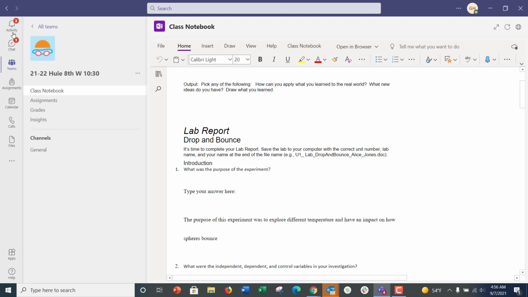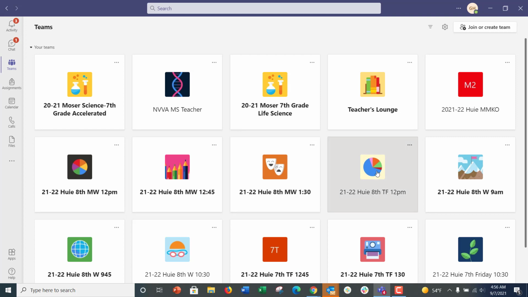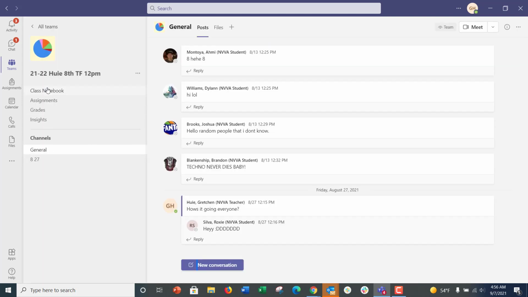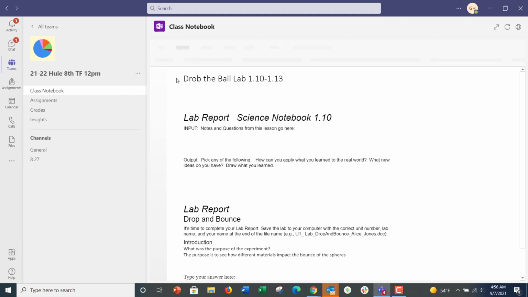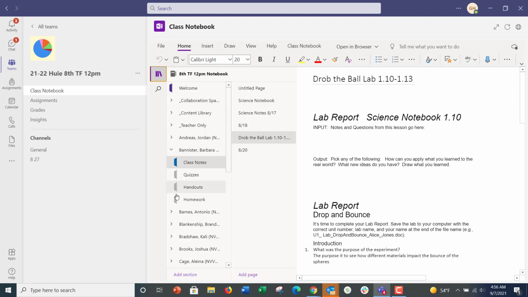So again, I'll back up the truck just a little bit. You go into Microsoft Teams, you open up your particular class time. This is 8th grade, Tuesday, Friday, 12 p.m. So I would open that up. On the left-hand side, it says class notebook. So you're going to click that. Then you're going to go to your three little books right here. You're going to find your name. I'm going to use Miss Bannister as an example. You go into class notes.